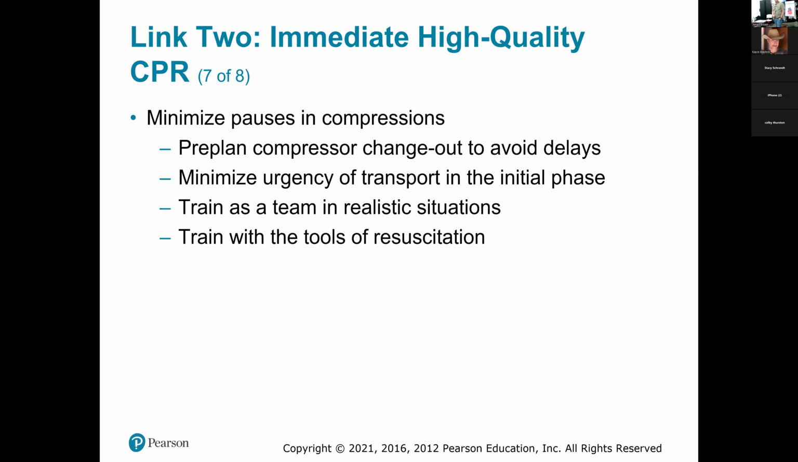Okay, pre-plan your compressor change out. So if Bradley's doing compressions, I'm going to tell him, hey, next rhythm check, we're going to switch out with Bridger for compressions. Okay, and then Bridger's going to take over on that next rhythm check. Rhythm checks should happen about every 2 minutes or 5 cycles of CPR. When you're doing your station, expect to do 5 cycles of CPR. Okay.